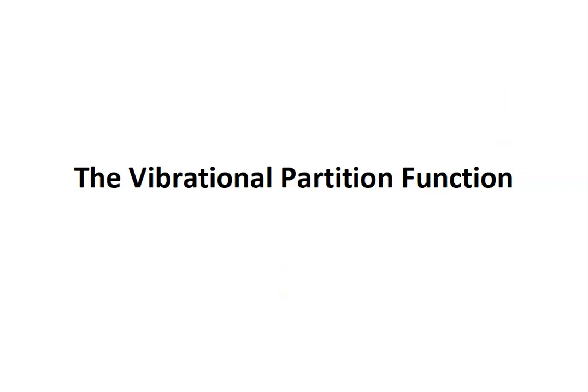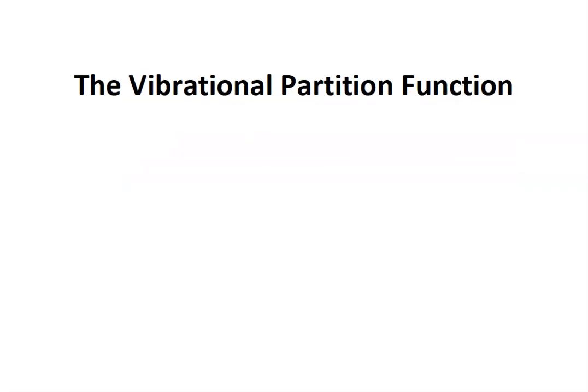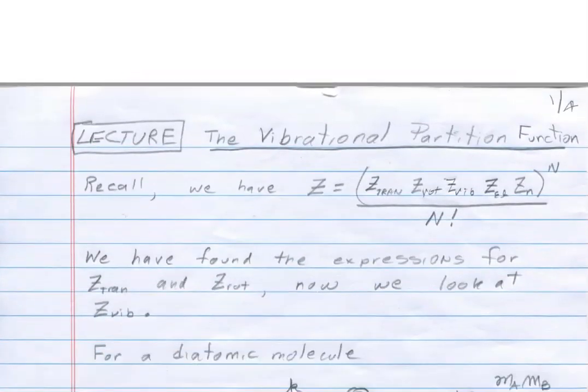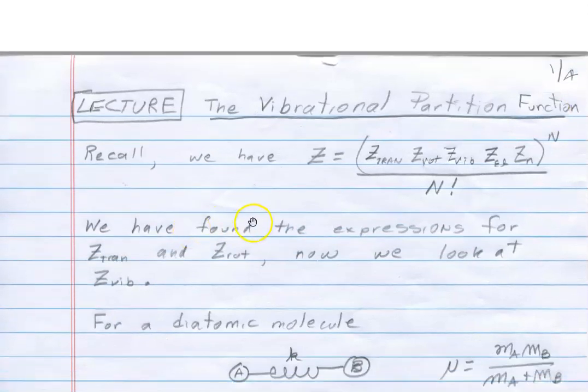This video will look at getting the vibrational partition function. And just to recall a little bit, we've said that we could get the molecular or the total partition function, the canonical partition function. The book writes it as capital Z, as these molecular partition functions raised to the Nth power over N factorial, where capital N is the number of particles in the system. We've already gotten the translational, that expression for that. We got the rotational, and so now let's turn to the vibrational partition function.